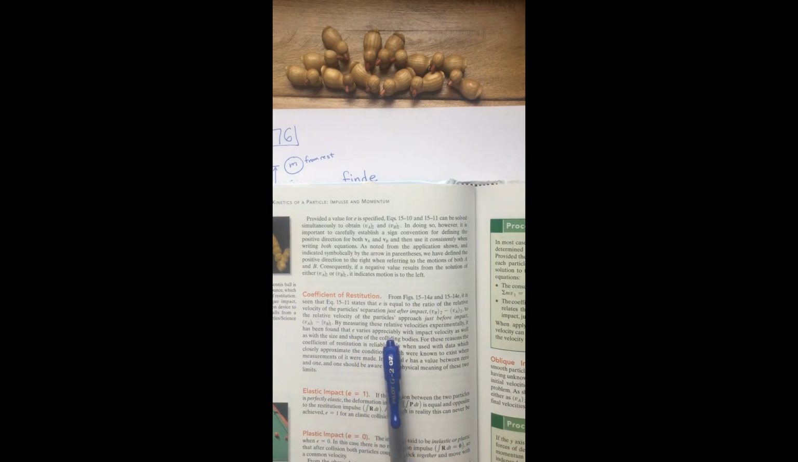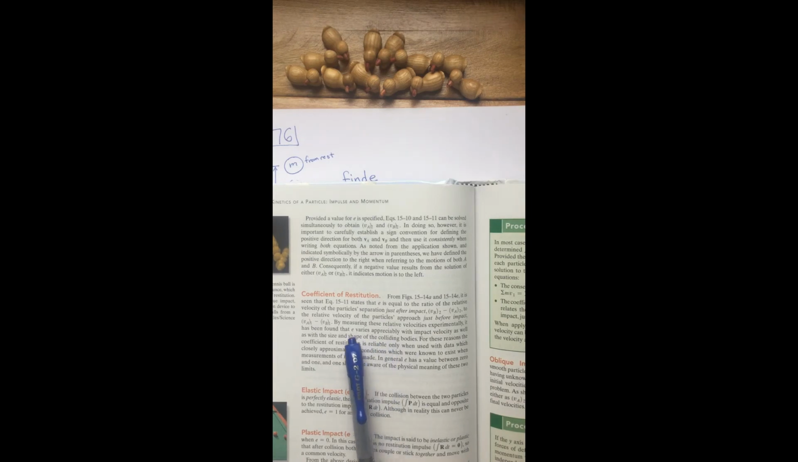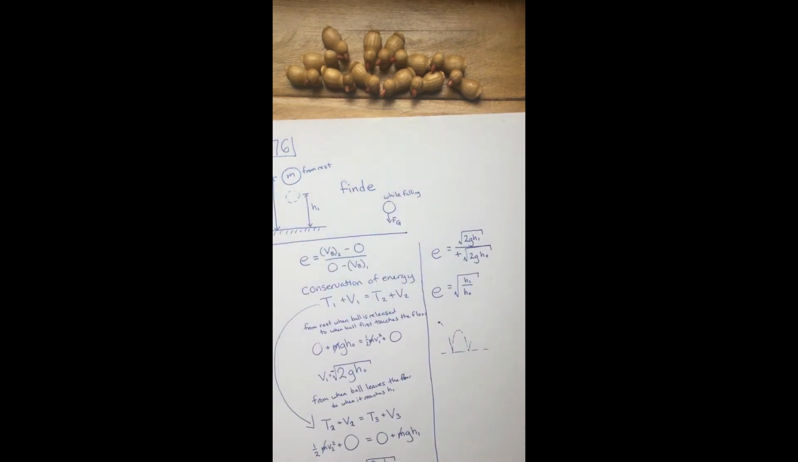Okay, E varies not only with the size and shape of the colliding bodies, so the size and the shape of the colliding bodies, the floor and the ball, are staying the same, but the coefficient of restitution also varies with the impact velocity. So, and you can read the rest of the paragraph, that means that just because I found the coefficient of restitution for the first bounce, it doesn't mean that I get to use the same coefficient of restitution for the second bounce. So that is something to be aware of.